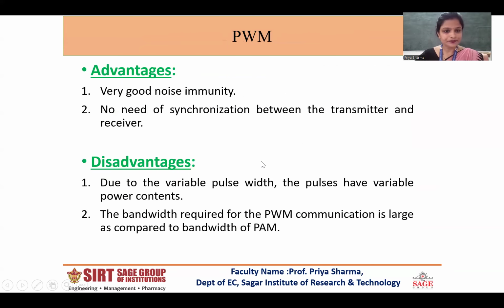Coming to the last, we have the advantages and disadvantages of pulse width modulation. Advantages are very good noise immunity, and no synchronization between the transmitter and the receiver is needed. The disadvantages are that, due to variable pulse width, the pulses may have variable power contents, and the bandwidth required for pulse width modulation communication is large as compared to the bandwidth of PAM.